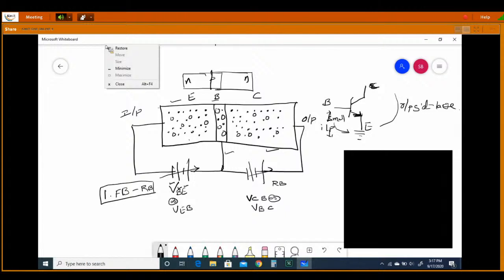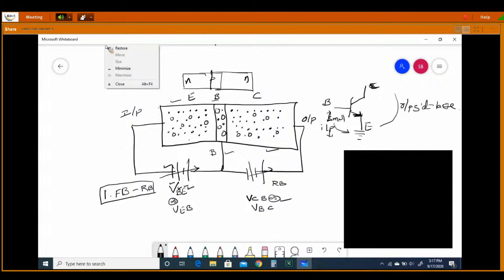Now one is at the input side, that is base to emitter. This is nothing but your base, emitter and the collector. That we are calling VBE. This is the input voltage you are supplying. And VBC or VCB is what you connect to the second diode. Now what is the basic operation, how will it amplify? That we are going to see.